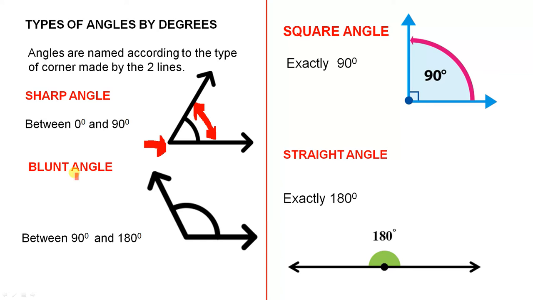As far as a blunt angle is concerned, the size of the angle is between 90 and 180. That's called a blunt angle. The square angle is exactly 90 degrees. And another name for a square angle, which you will learn later, is a right angle. The straight angle is exactly 180 degrees, so that's your line. So that's your straight angle, which basically just goes around halfway, doesn't it? By halfway, I mean half of a circle.